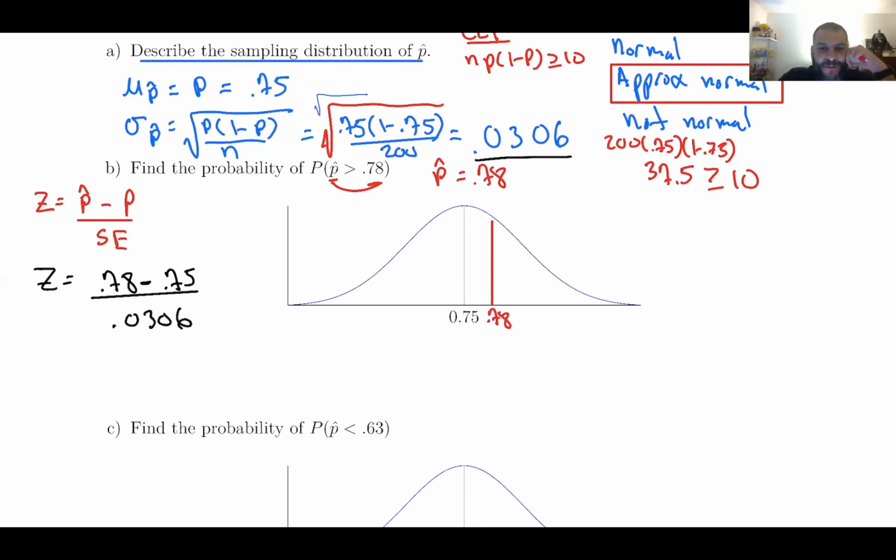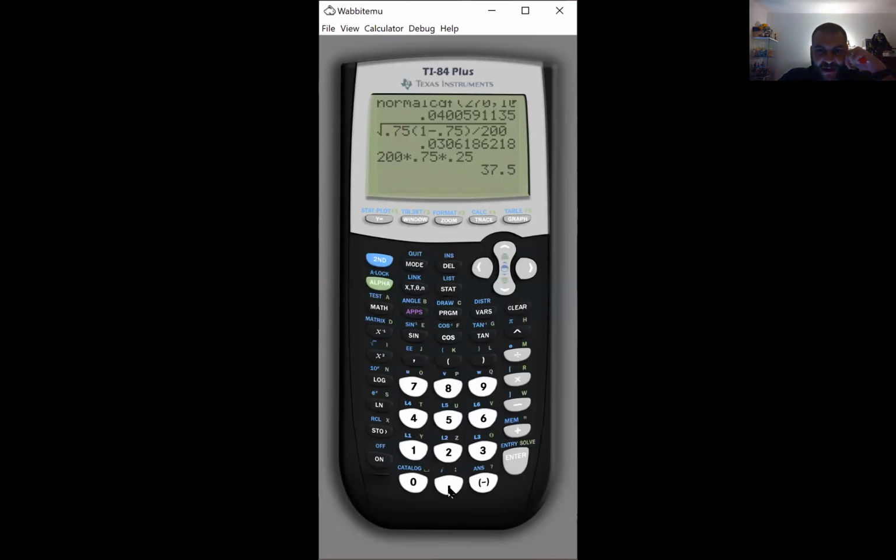All right, so I'm going to move over to my TI-84 because I want to calculate this there. Let me share the TI-84. Let me first bring it up. There we go. All right, let's try this again. Let's share the TI-84. For this one, you do 0.78 minus 0.75. That should give you 0.03. Then you divide it by standard error, 0.0306.